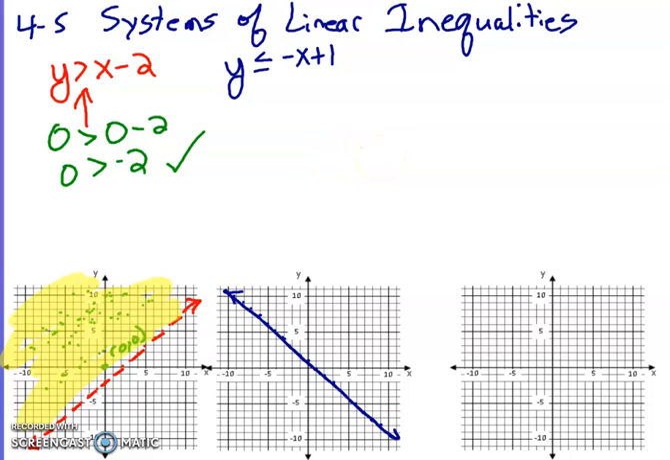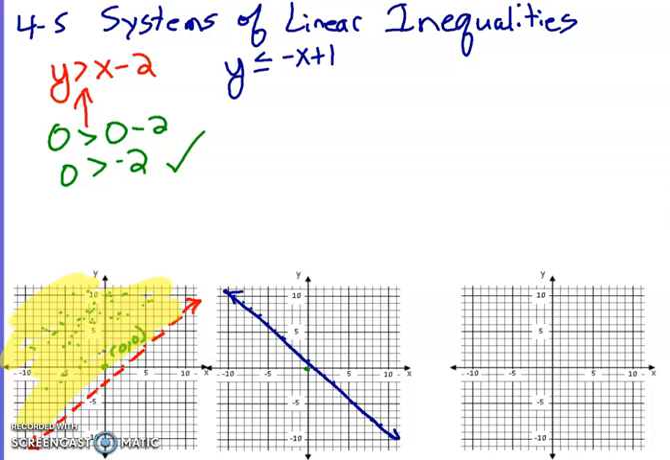And then it says less than. So again, we would shade the side that's less than that line. If you're not 100% sure which side is less than, you could just pick some random point that's not on the line. Again, I'm going to choose 0, 0. You don't have to choose 0, 0, but it is a nice, easy number to pick.